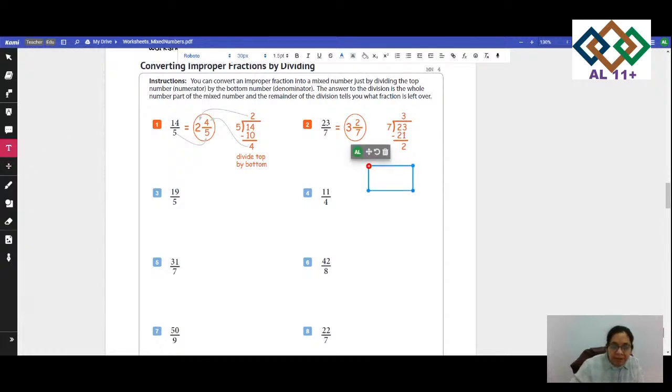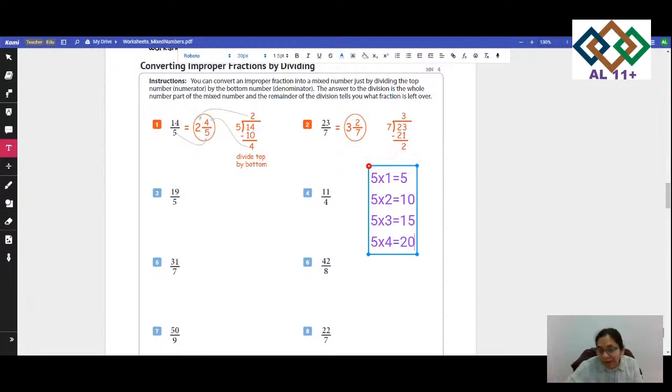So let's do number 3. We need closest to 19. So 5 multiplied by 1 is 5. 5 multiplied by 2 is 10. 5 multiplied by 3 is 15. And 5 multiplied by 4 is 20. So if you look at this, that is more, but we need closest to 19. So closest to 19 is 15.